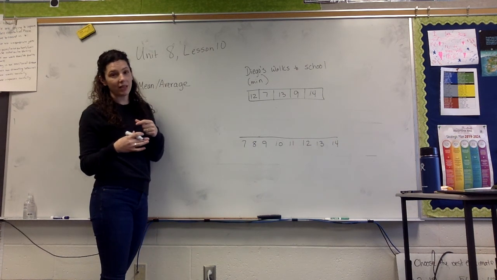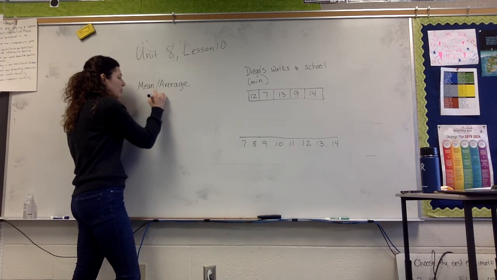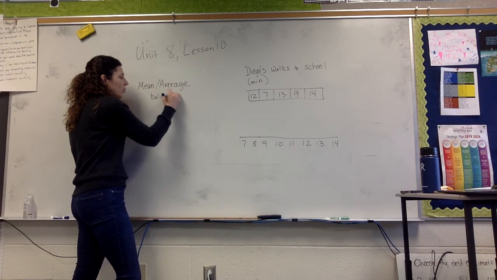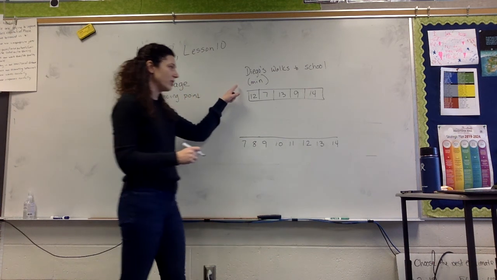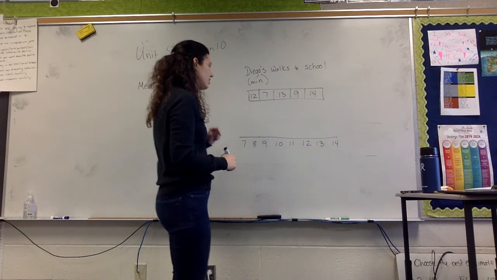One way of looking at the mean is that it is a balancing point between data. And what do I mean by that? Well, let's take a look. This is Diego's walk to school measured in minutes. So we've got 5 different data points here.